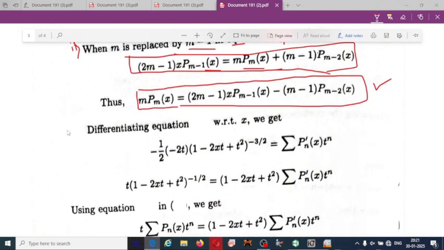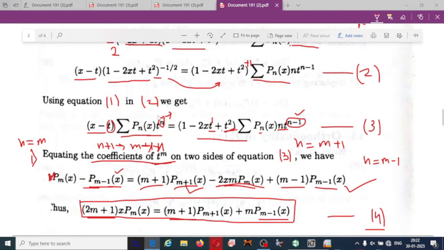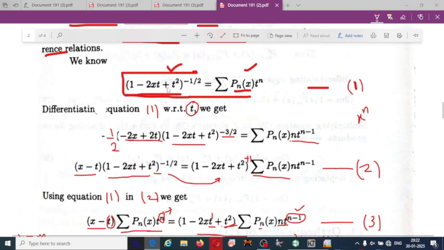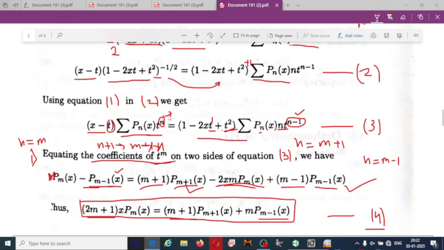The third recurrence relation we can obtain by differentiating the generating function with respect to x. We have differentiated with respect to t. Next, we have to differentiate with respect to x. (1 - 2xt + t^2)^(-1/2) is equal to the summation of Pn of x t to the power n. So let us differentiate with respect to x.